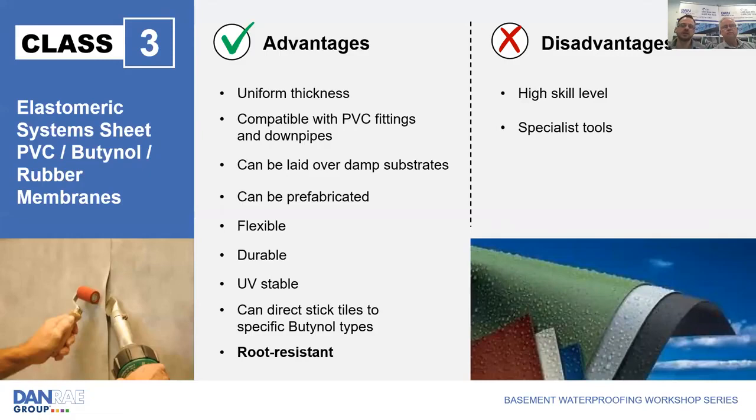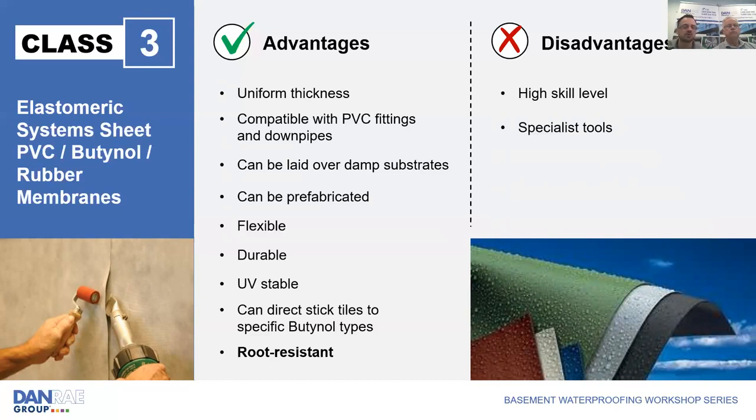Another type of class 3 is the elastomeric systems, the sheet membrane systems. These are generally PVC, butanol, or some form of rubber. Some of them are also FPO, TPO. These are all types of sheets, or they can be termed single ply membranes, and they look a bit like a vinyl or sheet membrane. These are quite good. They've got a uniform thickness. A lot of them are compatible with PVC fittings and outlets, so they can be welded directly onto them.